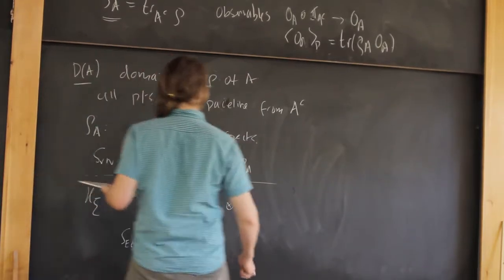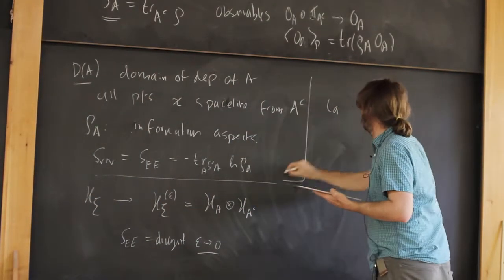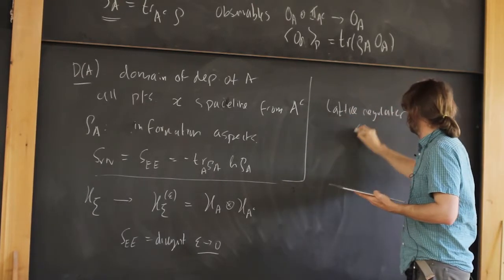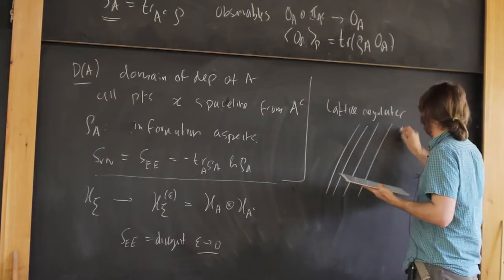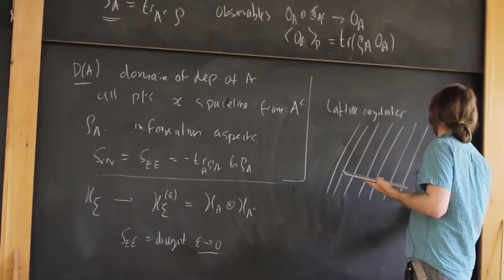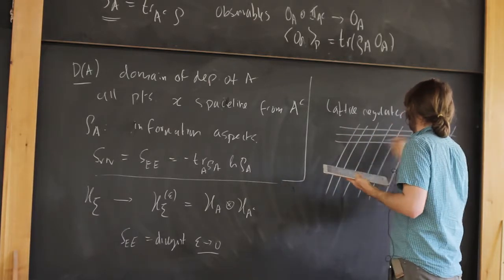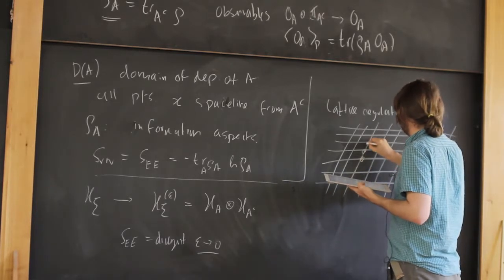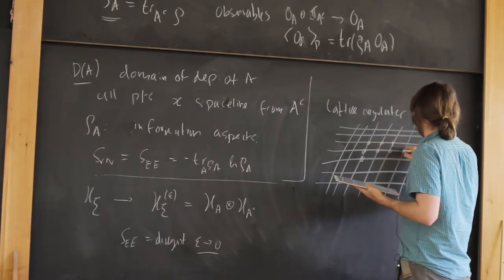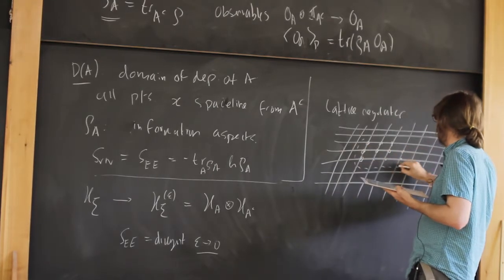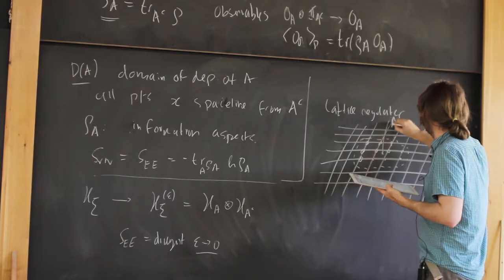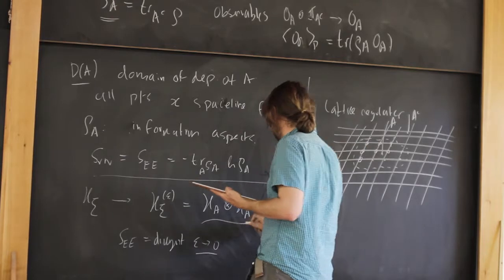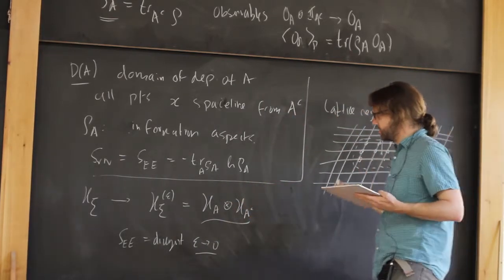So for example, if I have a lattice regulator, I think of the Hilbert space as living on a lattice with many sites. And then I pick a bunch of these sites, like this, and I call this region A, and then A complement is all the sites outside. Then indeed, I do have this tensor product, and so I can compute all these things.